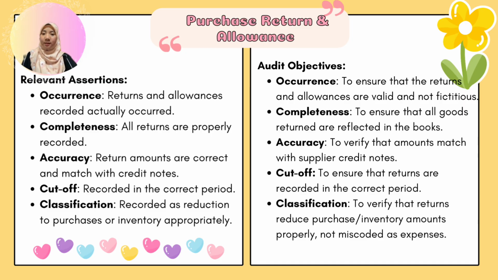Third, accuracy. Return amounts are correct and matched with credit notes. The audit objective is to verify the amount matched with supplier credit notes. Fourth, cut off. Recorded in the correct period. The audit objective is to ensure that returns are recorded in the correct period. Last assertion is classification. Recorded as reduction to purchases or inventory appropriately. The audit objective is to verify that returns reduce purchases or inventory amount properly and are not miscoded as expenses.